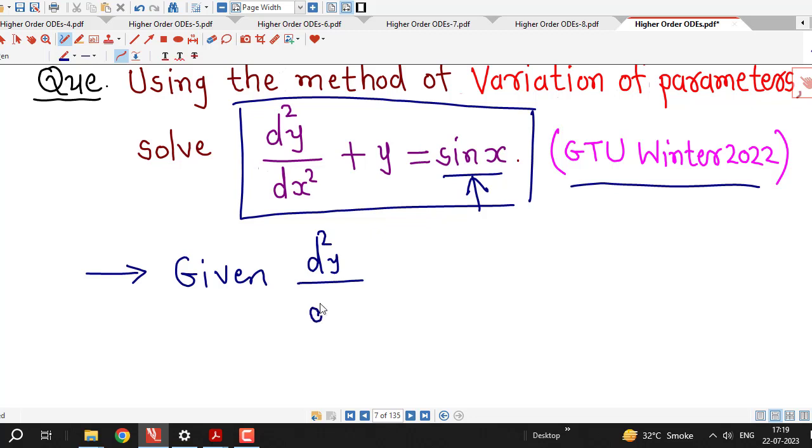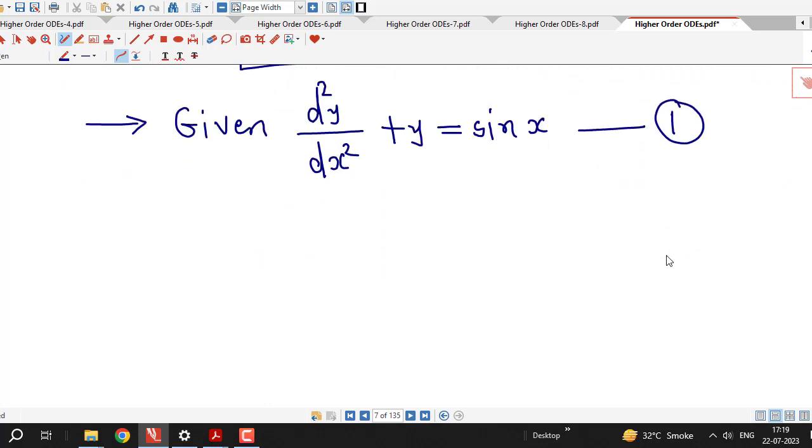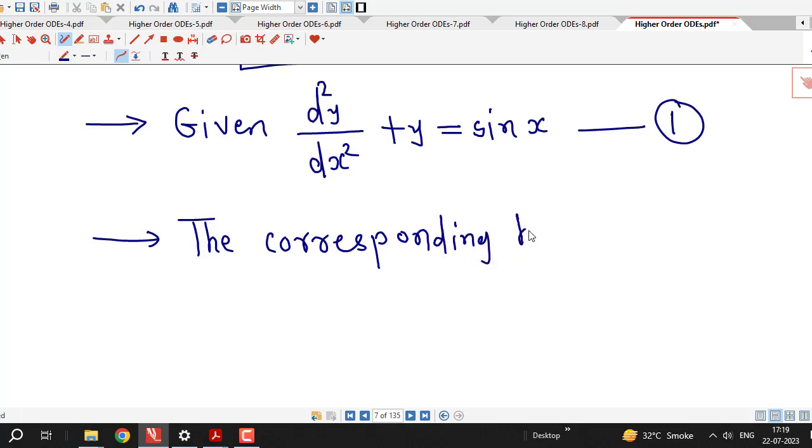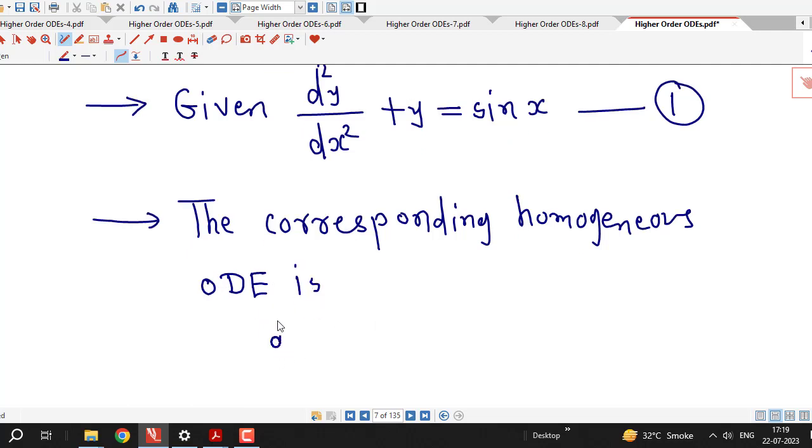We start by writing the given equation, and first we have to solve the corresponding homogeneous differential equation. The given differential equation is d square y by dx square plus y equal to sin x. We give this number 1, and then we write down the corresponding homogeneous ordinary differential equation. For that we consider the right hand side equal to 0, that is d square y by dx square plus y equal to 0.